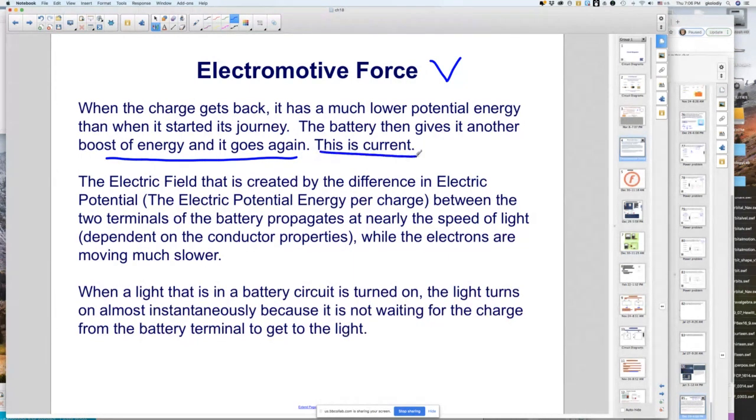So this is what we call electric current. And there's an electric field created by a difference of potential. We saw the same electric field that we talked about earlier in the semester, between the two terminals of the battery. It propagates at nearly the speed of light, these electrons to go through the wire.